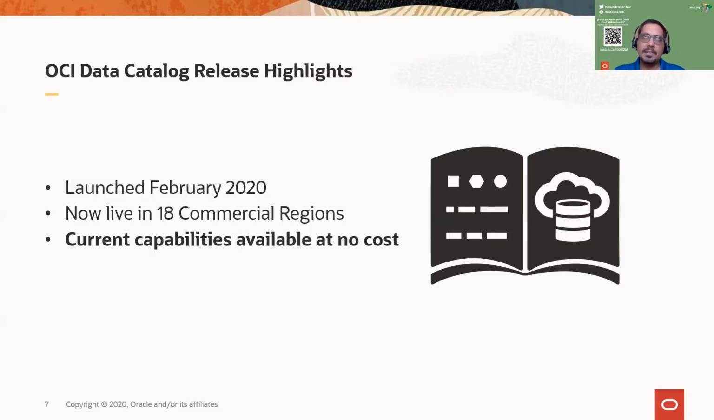So if you want to try it out, you want to take it for a spin, do a pilot, do a POC, absolutely go ahead and try that. I'll show you how to access that in the OCI console, but it's available to you at no cost for current capabilities. Okay, and why is it actually currently available at no cost?